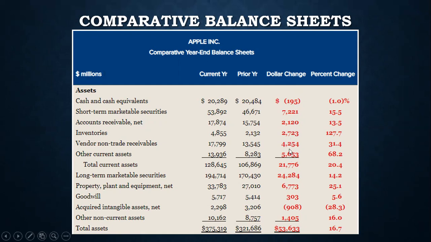So let's see, we've got inventory was $2 billion, because this is in millions, $2,723,000,000 more than the prior year. Okay, that seems a little concerning. Is that good? Is that bad? Well, it's 127% higher than last year. So what they want to do is say, why? Why do we have so much more in inventory? Maybe there's a super rational reason for that. Maybe we have a very concerning reason for that.